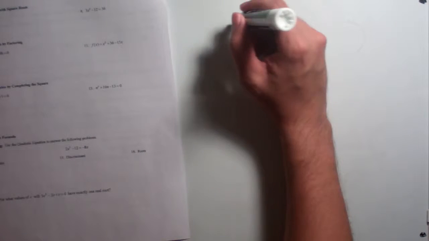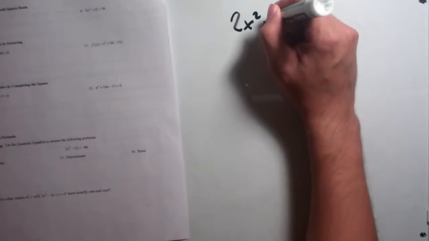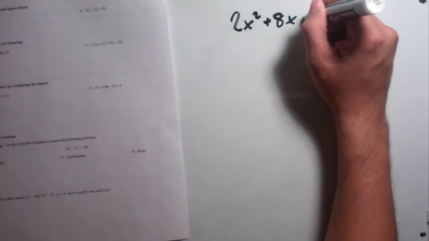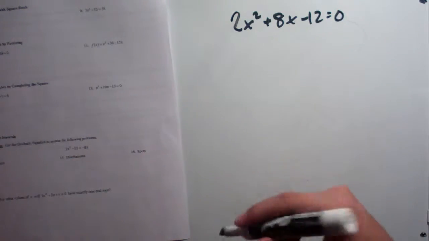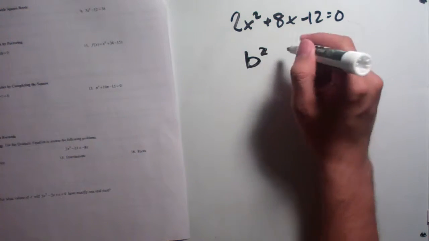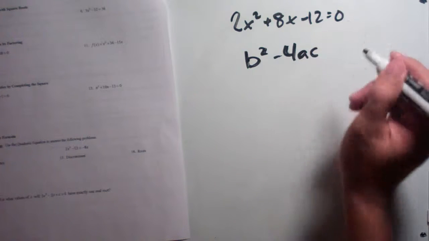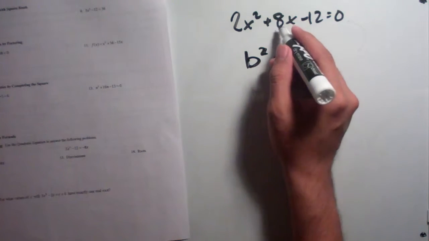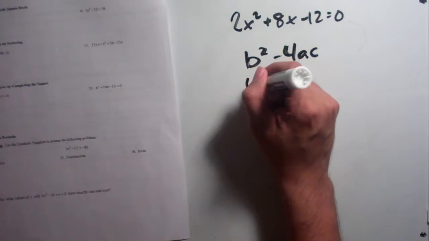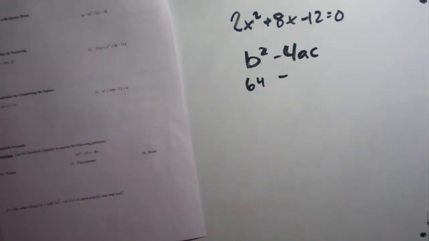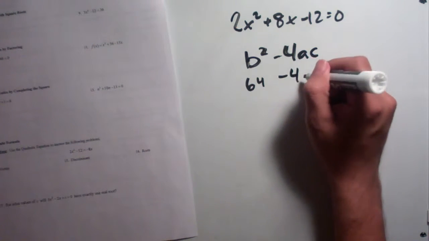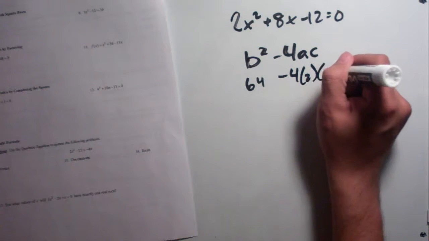Alright, now finding our discriminant. Our discriminant I'm going to rewrite. I don't know why I erased it. Rewrite our quadratic formula. Okay, with this, our discriminant is b squared minus 4ac. I'm going to plug in b, so our b is 8. 8 squared is 64. 4 times a times c, so 4 times 2 times negative 12.